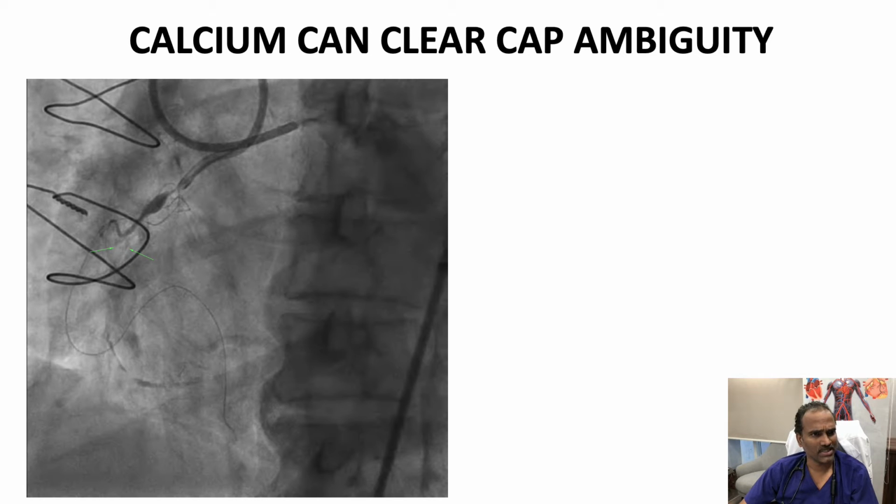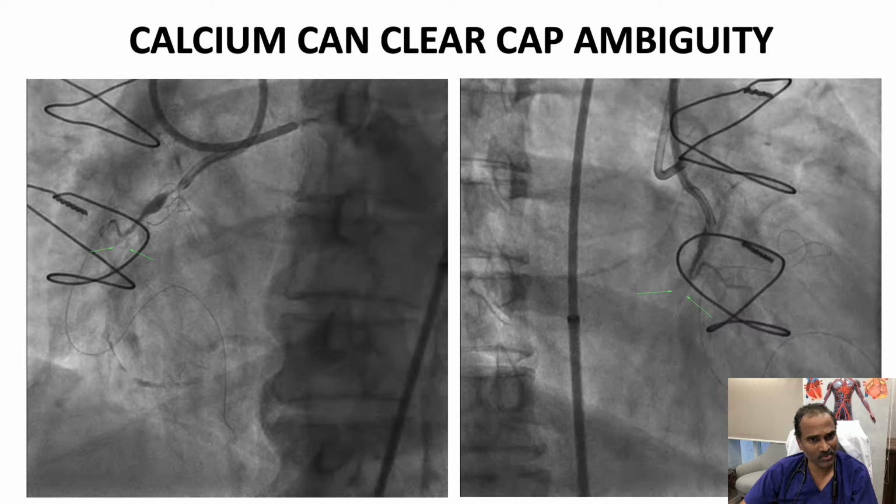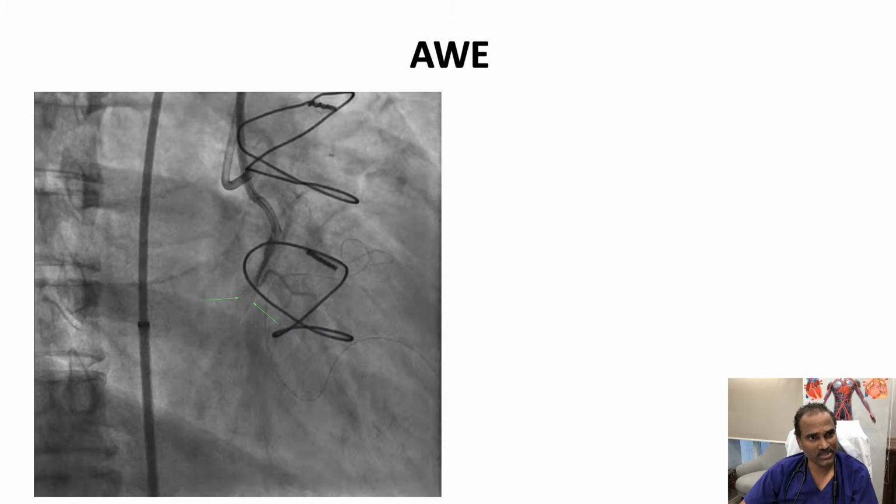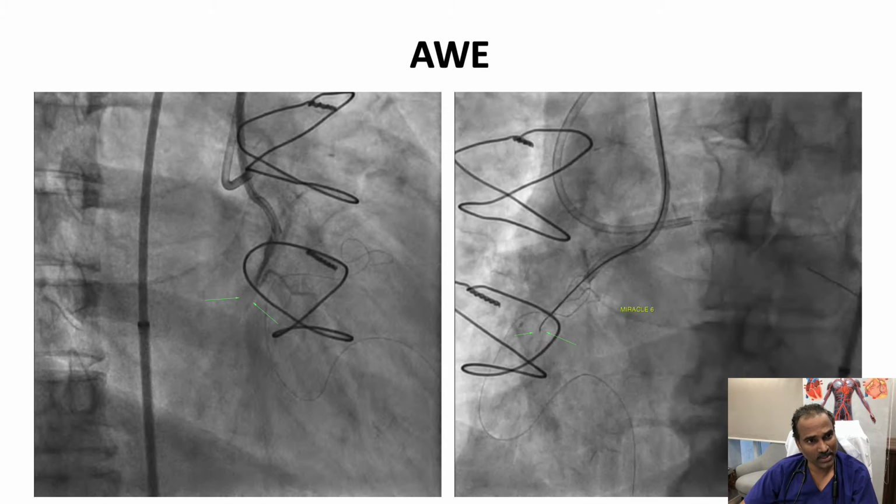So we started this case with antegrade wire escalation. Though the cap was ambiguous, you can see the calcium. So this is the calcium. It's a kind of tram track calcium. This is in LAO, and this is in RAO view. So when you have tram track calcium in two orthogonal views, this itself is enough for antegrade wiring. So we used this calcium for antegrade wire escalation with a microcatheter.